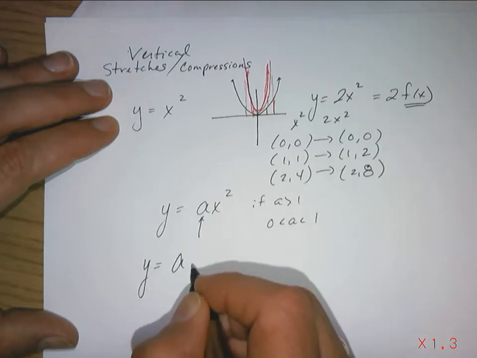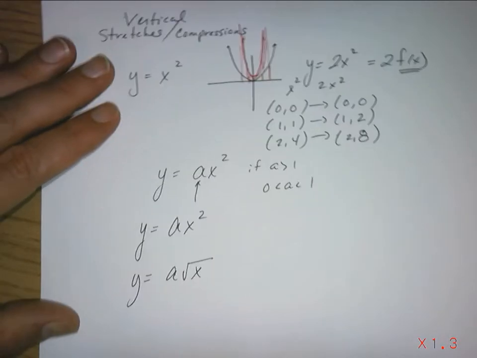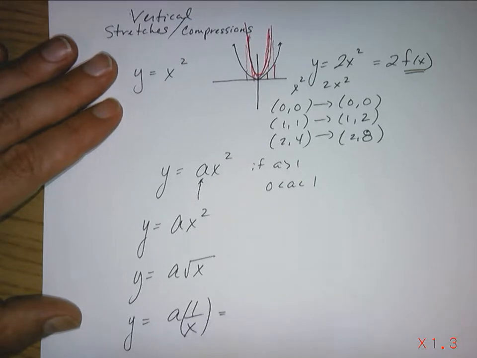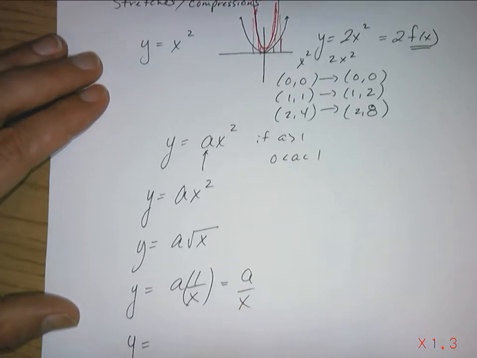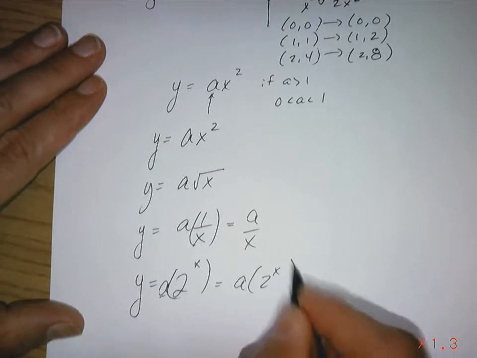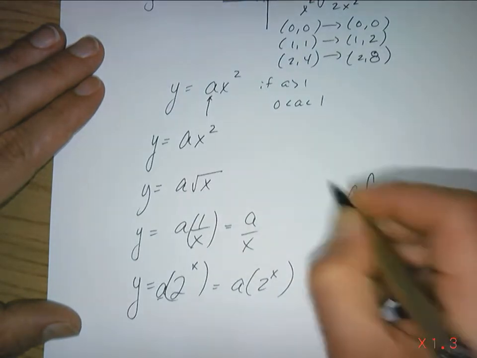So here's an example of a vertical stretch. y equals ax squared for the quadratic, and if it was the root function, it would be a root x. If it was the reciprocal function, it would be a times 1 over x, which top times top, bottom times bottom, would simply be a over x. And if it was the exponential function, there would be an a in front of the 2 to the x. And all of them would look like a f of x in general.